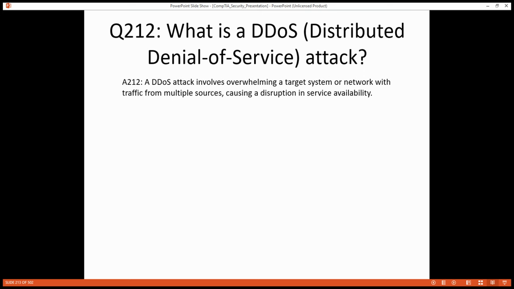Q212. What is a DDoS, distributed denial of service attack? A212. A DDoS attack involves overwhelming a target system or network with traffic from multiple sources, causing a disruption in service availability.